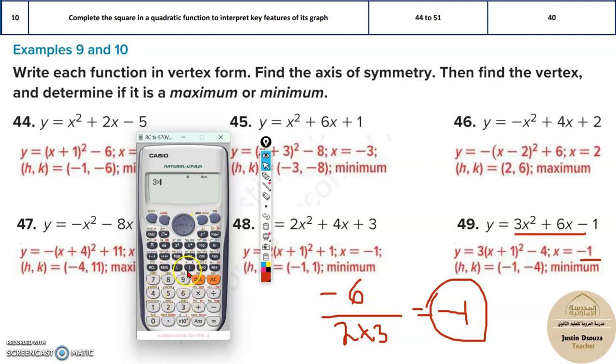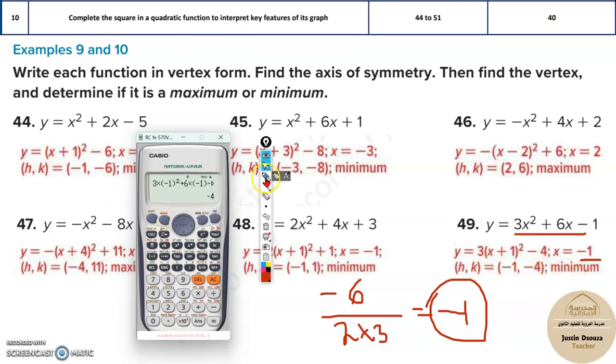Now it will be 3 times minus 1. Please use brackets because negative sign is there, and when you square it, it will be positive. That's why I use bracket. So over here, sorry, lastly minus 1. Now I'm getting minus 4. So this is how we get x value of vertex is minus 1, and k value or the y value of vertex is minus 4.